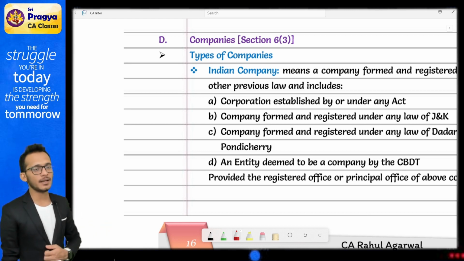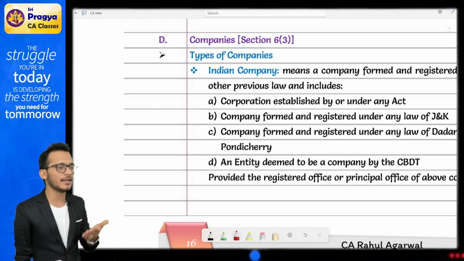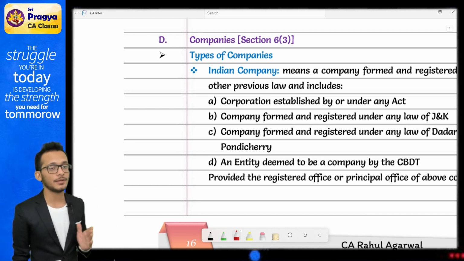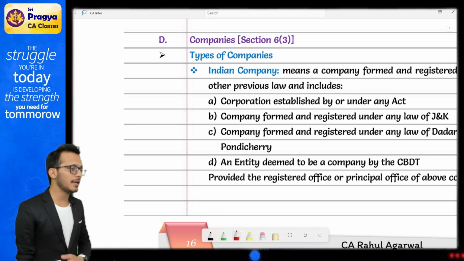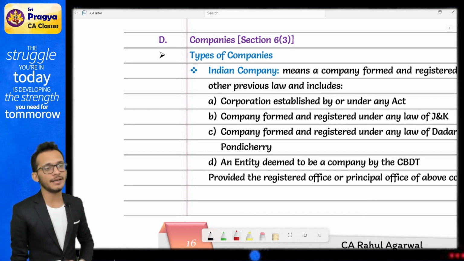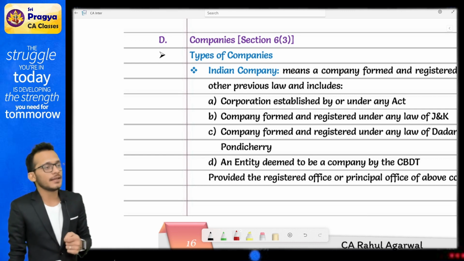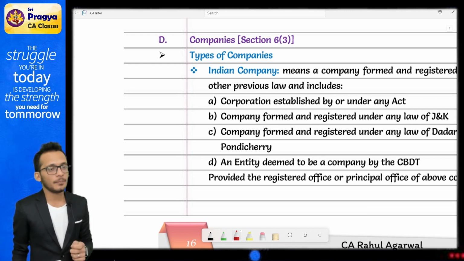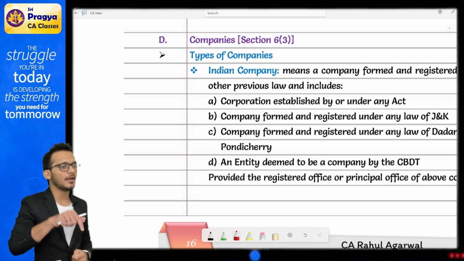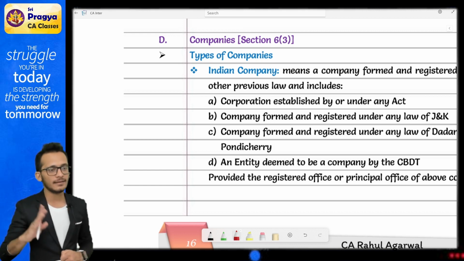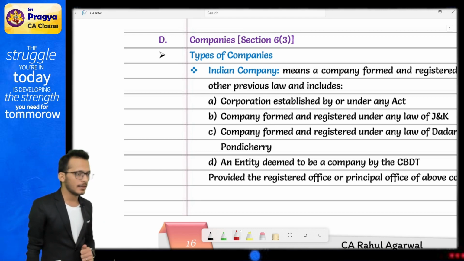Rahul, what is an Indian company? Income tax comes and says if you're registered in India, you're an Indian company. Please understand, registered in India means you should have incorporated yourself in India also. A foreign company registering in India does not make it an Indian company. I'm talking about a company which is incorporated in India and registered under the Indian Companies Act. Therefore, it becomes an Indian company.